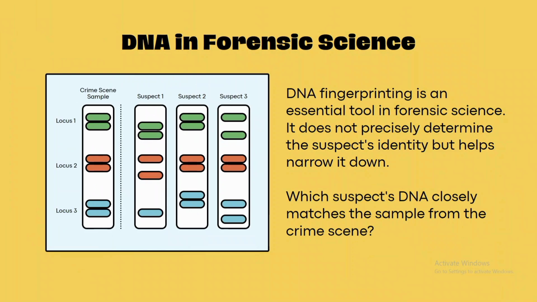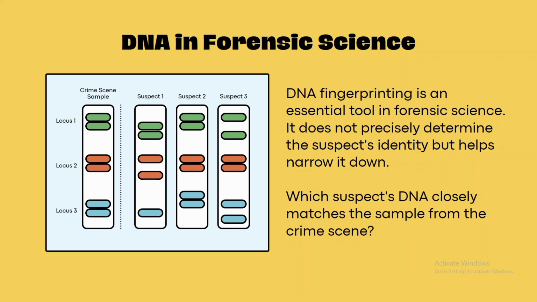DNA in forensic science. Here we can see a picture where we collected a crime scene sample and the samples of suspect 1, suspect 2 and suspect 3. Here we can find out who is the real criminal. DNA fingerprinting is an essential tool in forensic science. It does not precisely determine the suspect's identity but helps narrow it down to which suspect's DNA closely matches the sample from the crime scene.